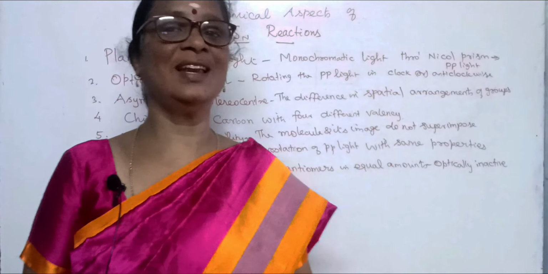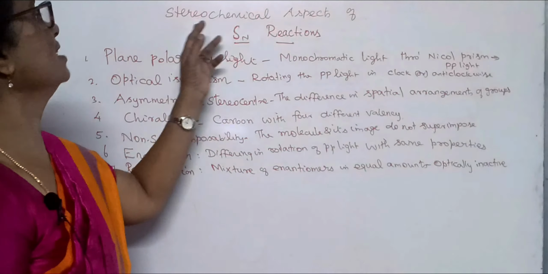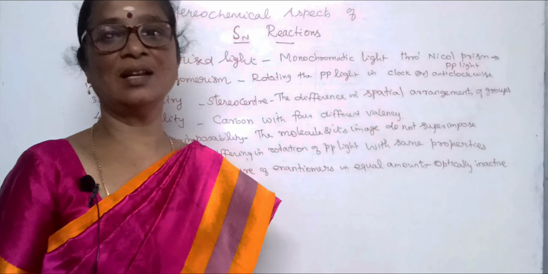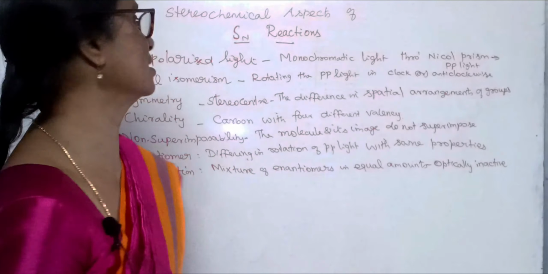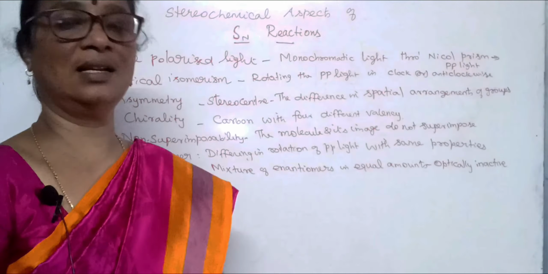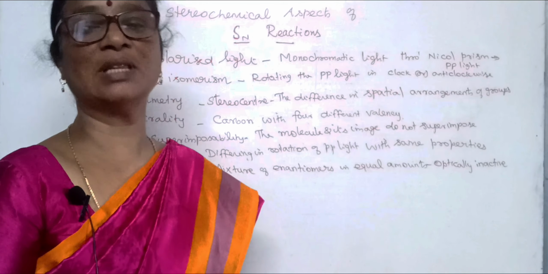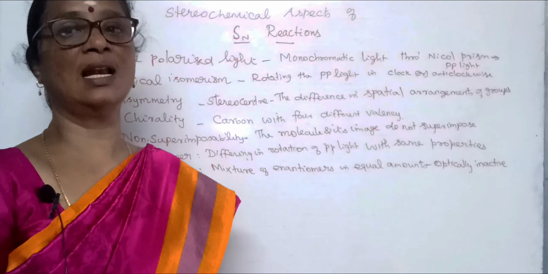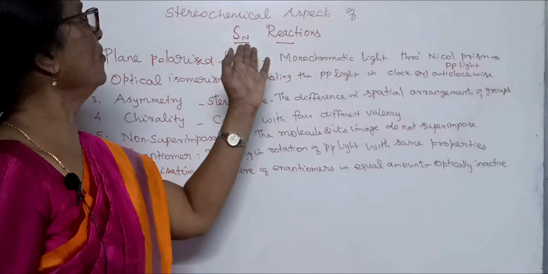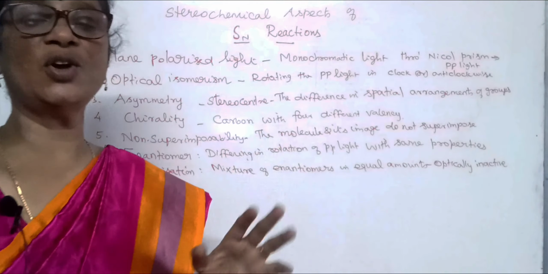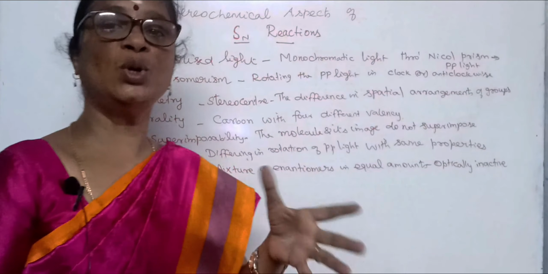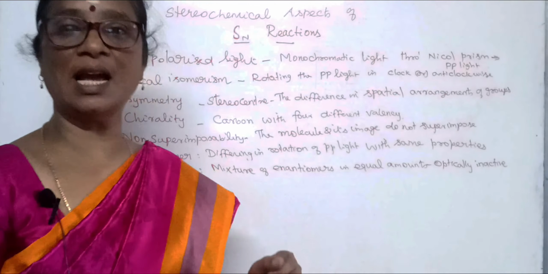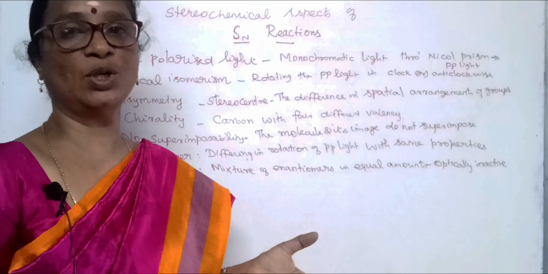Hello students, today let us start our session with stereochemical aspects of SN reactions from the chapter Haloalkanes and Haloarenes. What do you mean by stereochemistry? Stereochemistry deals with the spatial arrangement of groups or atoms about the central carbon. In this case we are going to discuss nucleophilic substitution reactions, and how they change the spatial arrangement of groups attached to the carbon.